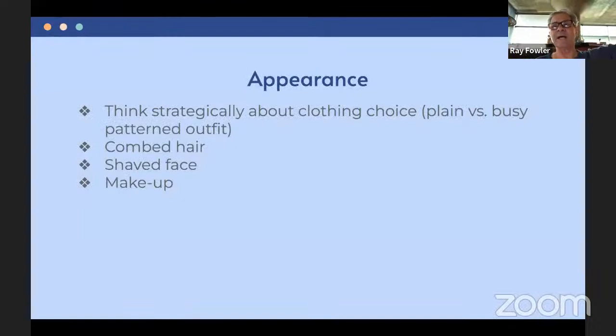Ben, what do you think about this slide? It's about the appearance, to think strategically about your choice of combing your hair. This is a very culturally sensitive area, so be something that's very natural for you in the area of the culture where you live. A shaved face or a groomed face, typical of what you would wear. And then makeup appropriate for what you would typically wear to a more formal occasion.